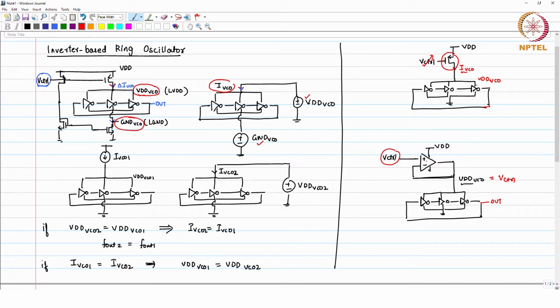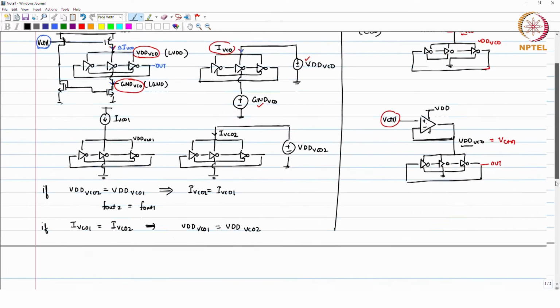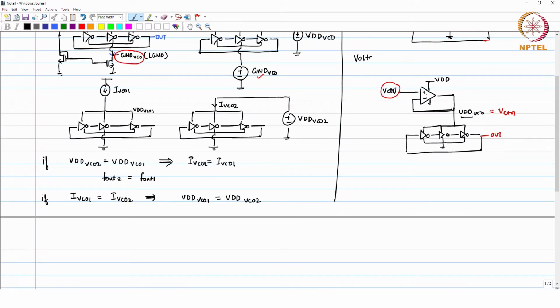So, normally you can say that this is a current controlled oscillator, you are controlling the current. Okay. CCO is short form for that, and the bottom one is voltage controlled oscillator, because you control the voltage for the supply for the inverter directly.